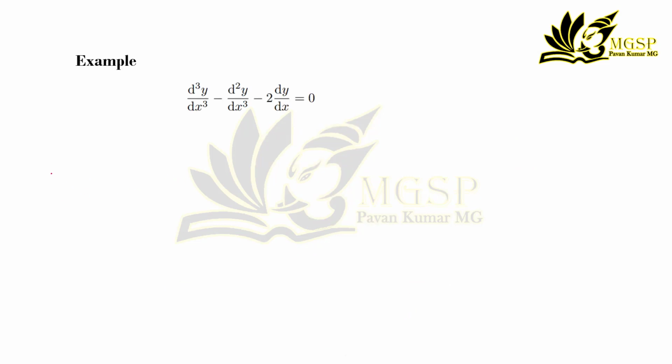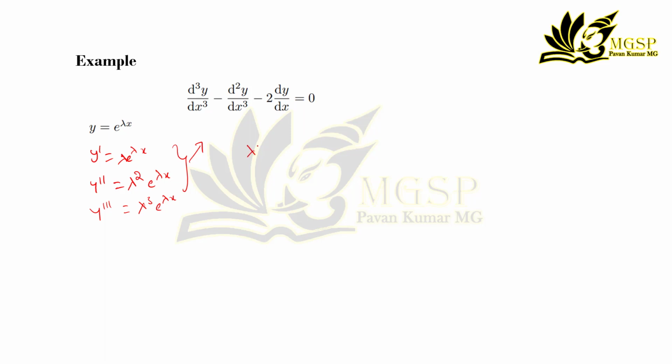Suppose there is a third order differential equation. Similarly here also we have to do y dash is equal to lambda into e power lambda x, y double dash is equal to lambda square e power lambda x, y triple dash is equal to lambda cube e power lambda x. So now put these values in this equation.